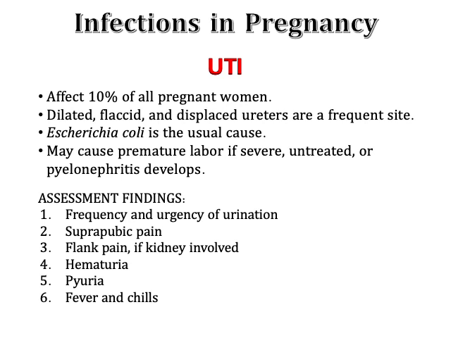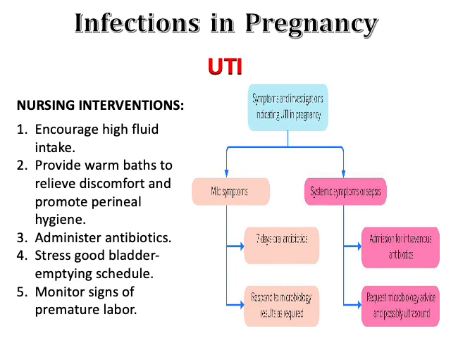Assessment findings: frequency and urgency of urination, suprapubic pain, flank pain if the kidney is already involved, and could have hematuria, pyuria, and even fever and chills. For the nursing interventions, it's important for the mother to take high fluid intake, especially if she has a fever. Provide warm baths to relieve discomfort and promote perineal hygiene as well.